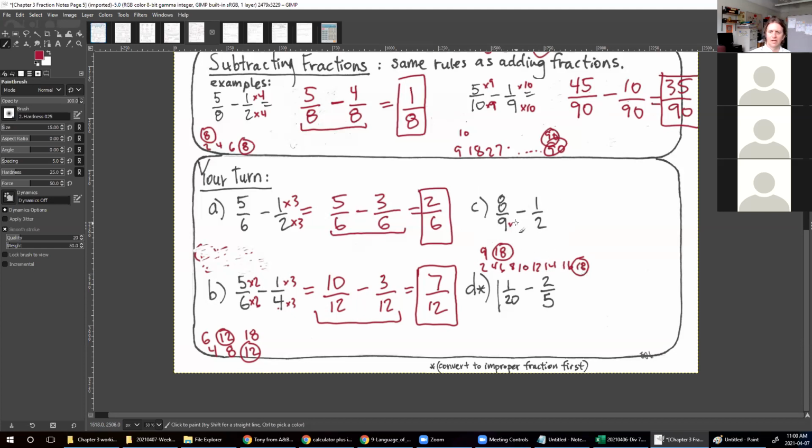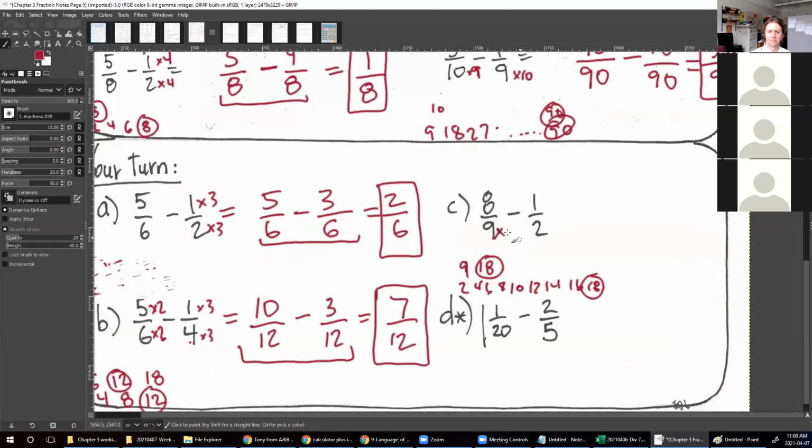So I'd have to multiply this by 2. And if I multiply by 2 on the bottom, I have to do it to the top. And same with this. What do I have to times 2 by to give me 18? 2 times 9. So I'm going to multiply the top and the bottom by 9. So let's do it. 8 times 2 is 16, and 9 times 2 is 18. And then 1 times 9 is 9, and 2 times 9 is 18.